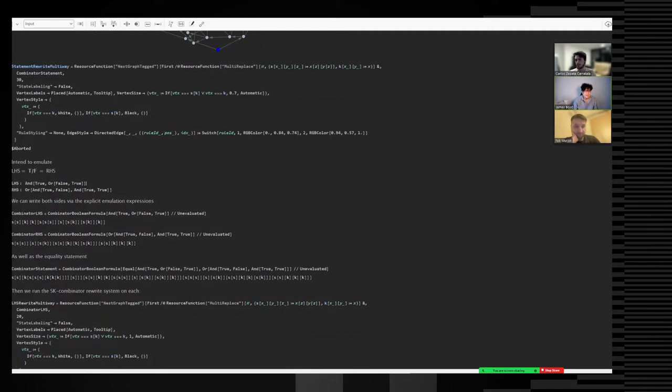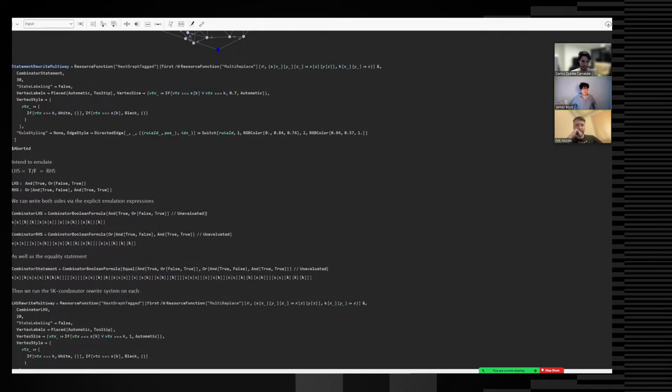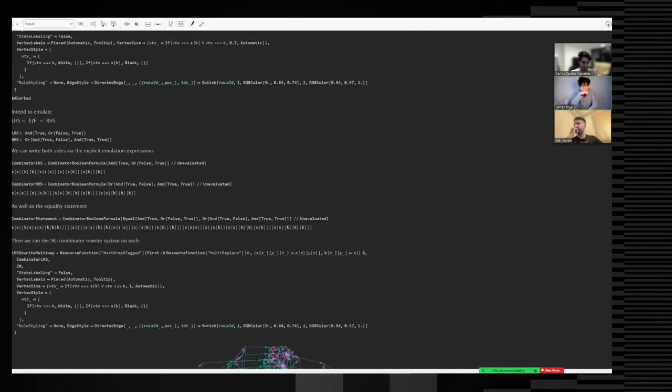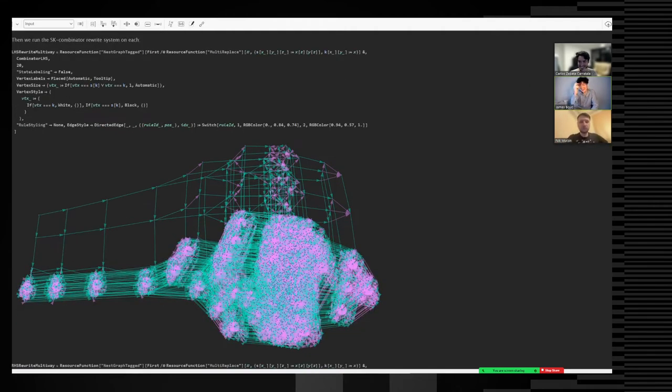So the second one I tried to test was distributivity of AND and OR, which I think is the hallmark of Boolean algebra in a way. It's the minimal semi-ring property that we want to see. So these are the same thing. You just evaluate that, you get these expressions. This is the combined statement. You run this for about 10 minutes, and it does end, and you get this.